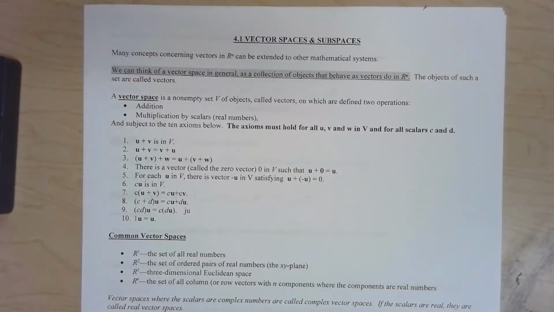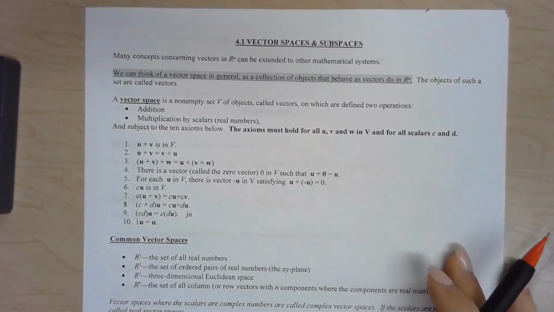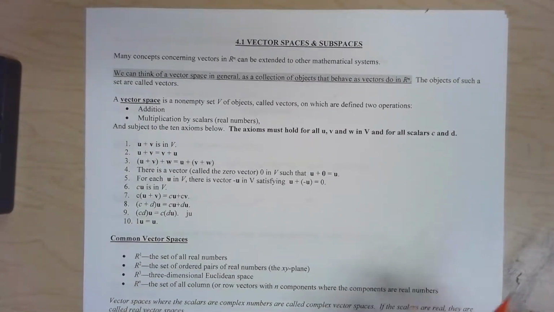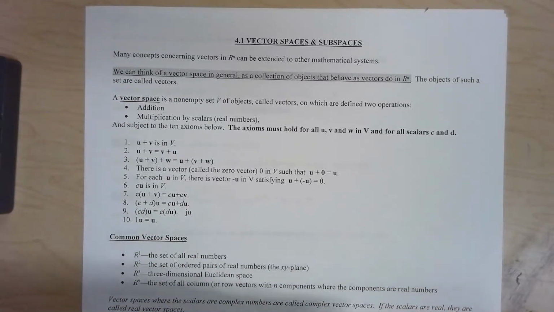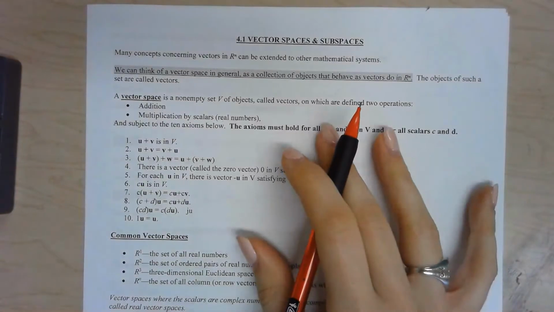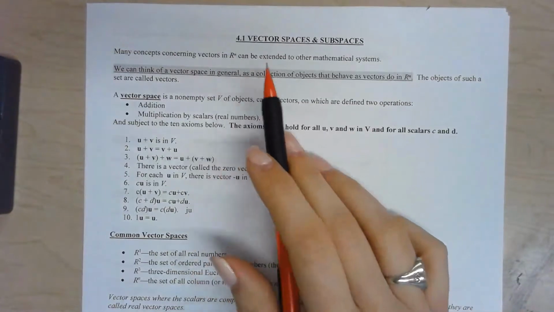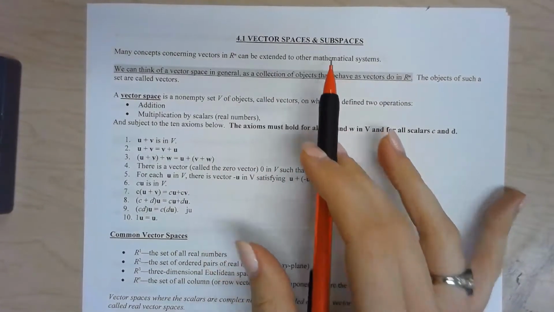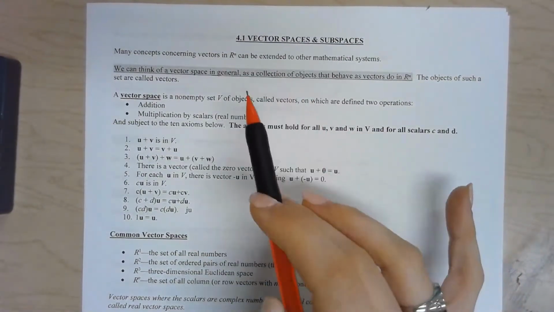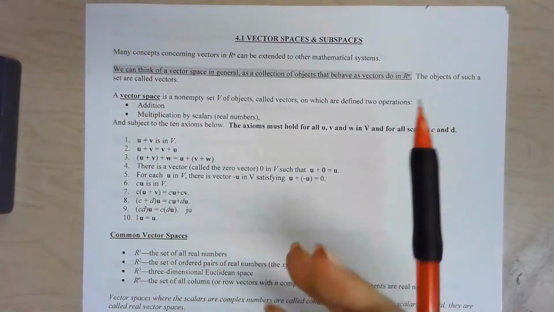Okay, so moving on to chapter 4, we are going to take everything that we learned in the first 3 chapters and extend it to even more conceptual spaces. So the first thing in 4.1, we're just going to define what a vector space and what a subspace is. And we are thinking about basically a set of objects.